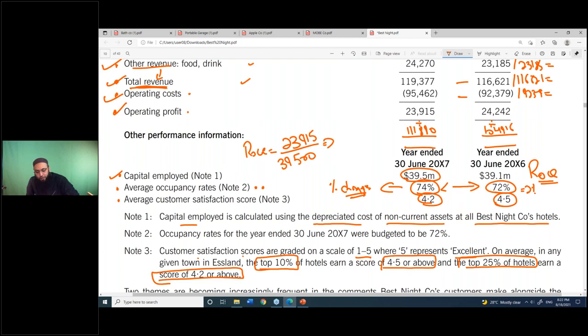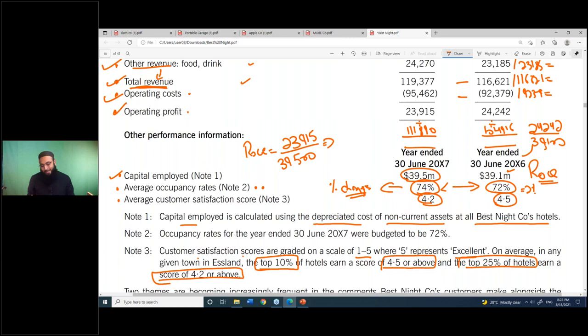And the similar working you can do for 20x6 as well, which is 24,242 divided by 39,100. Okay. So I'm just showing you the calculations part first, so that once I move on to the answer slides, we don't have to bother about the calculations. Okay, done. ROCE done. The last thing I need to work out here before I give you the break is the percentage change in occupancy rate.